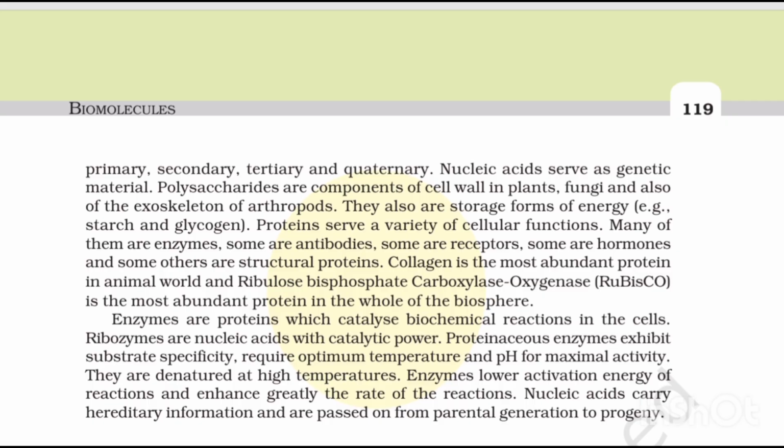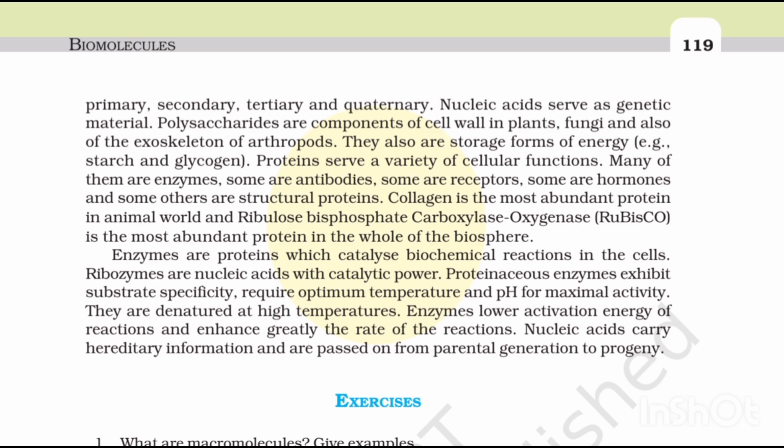Enzymes are proteins which catalyze the biochemical reactions in the cells. Ribozymes are nucleic acids with catalytic power. Proteinaceous enzymes exhibit substrate specificity and require optimum temperature and pH for maximal activity. They are denatured at high temperatures. Enzymes lower the activation energy of the reactions and hence greatly increase the rate of the reactions. Nucleic acids carry hereditary information and are passed on from parental generation to progeny.